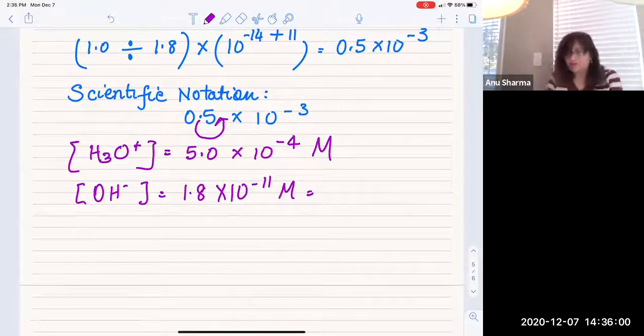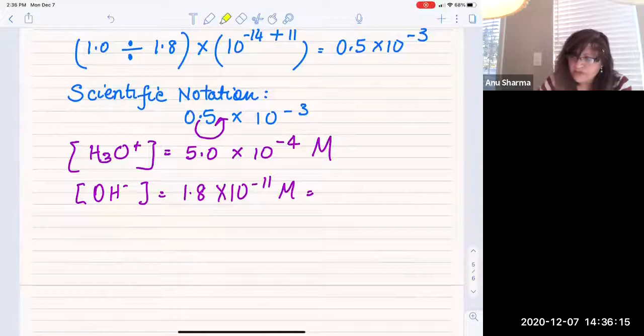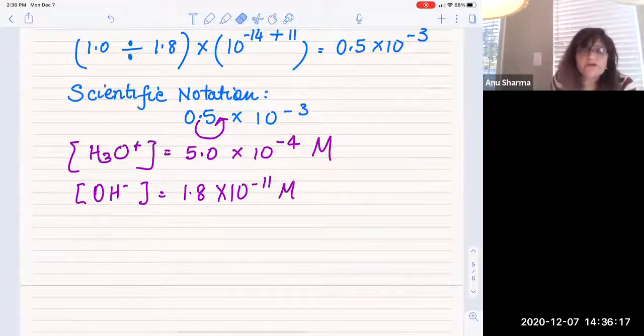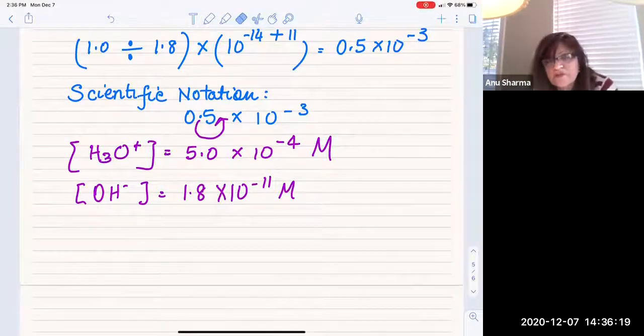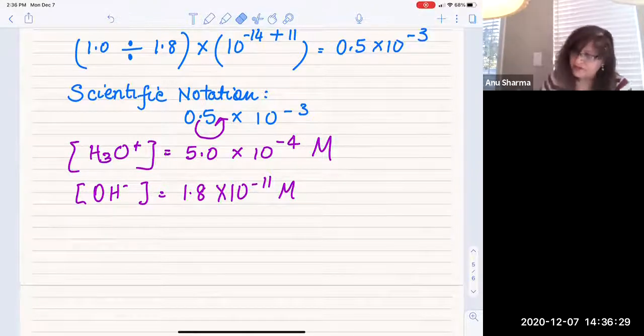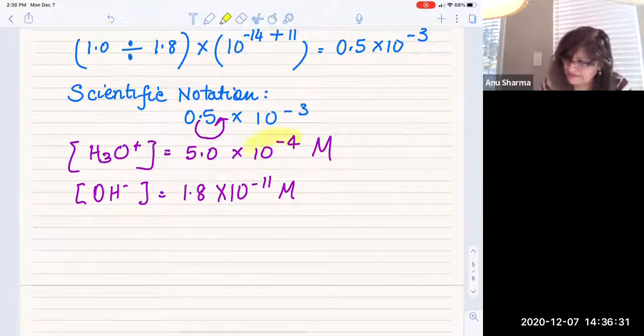So which one is more? Is it acidic or is it basic? I would say it's more acidic. Why do you say that, Josh? Because in scientific notation, if you have a negative power, less is more. Very good. Excellent. So this is a bigger number in comparison to this.